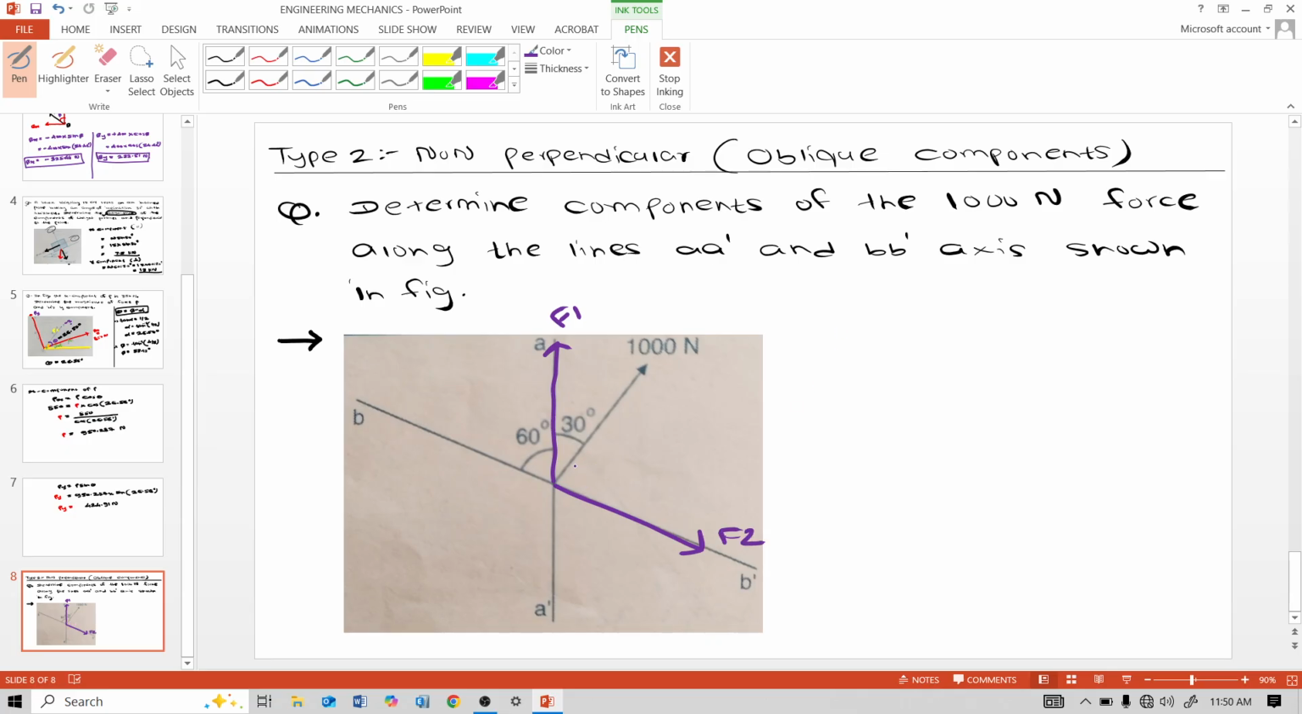Let us consider this angle as theta. Observe that this B dash line is a horizontal line, so that means it is 180 degree. How to calculate this theta? Theta is equal to 180 degree minus the sum of 60 degree and 30 degree. So 60 plus 30 is 90, and 180 minus 90 is 90 degree. So this theta is 90 degree.